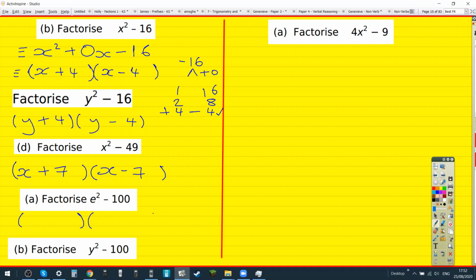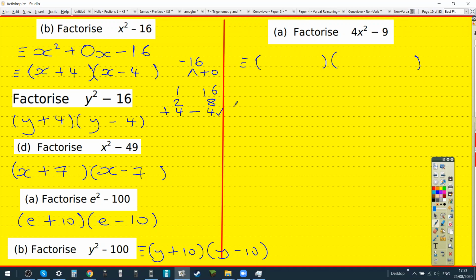It should be e plus 10 and e minus 10. Well done. And last one. Y plus 10 and y minus 10. That's it. And try this top right one.